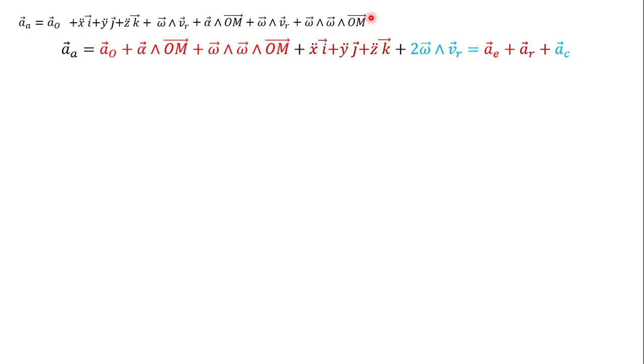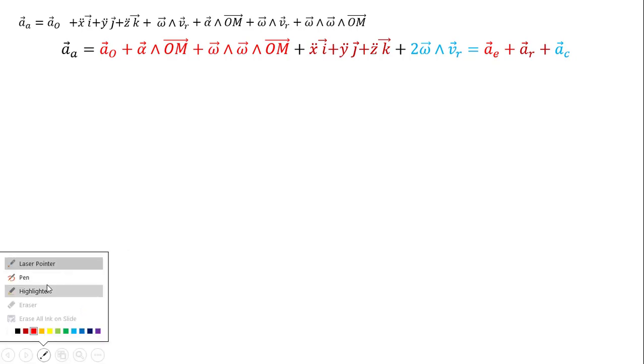And finally, here they are shown in a different way. A0, we just rearranged them. So the absolute acceleration is equal to A0, the acceleration of the origin of the moving frame, plus alpha cross OM, so it corresponds to this term, plus omega cross OM. So these terms in red can be considered as the driving acceleration.